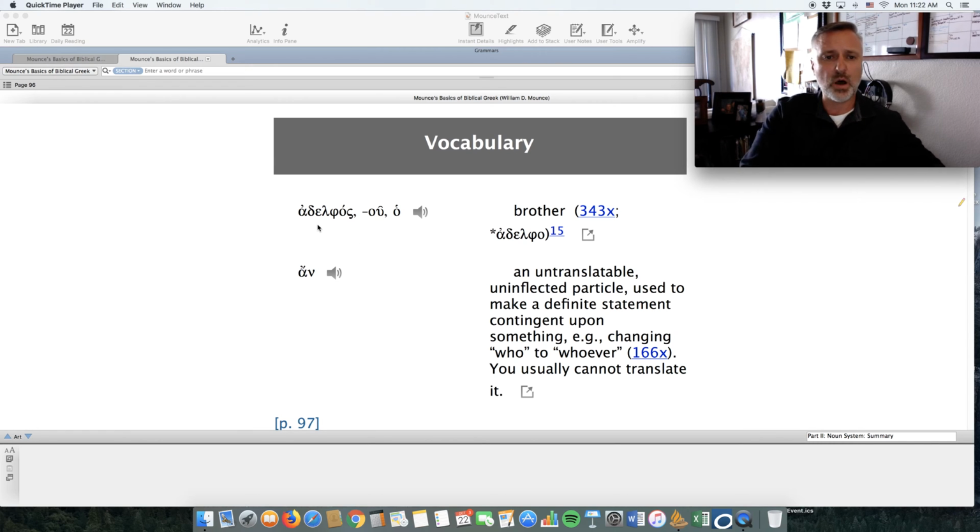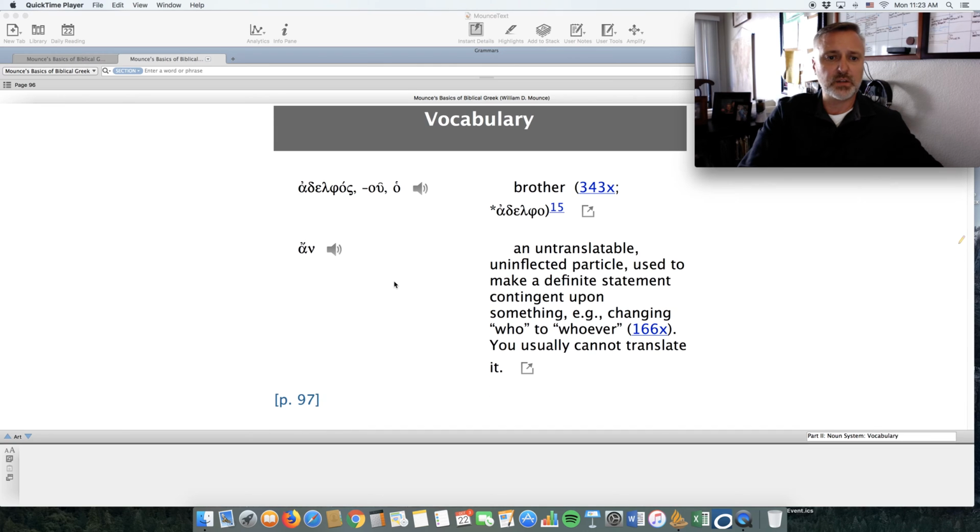So here we go. Adelphos, adelphos. Ha adelphos means brother. Usually when you see adelphoi, it is generally inclusive in the New Testament, brothers and sisters, but the basic meaning of adelphos is brother.